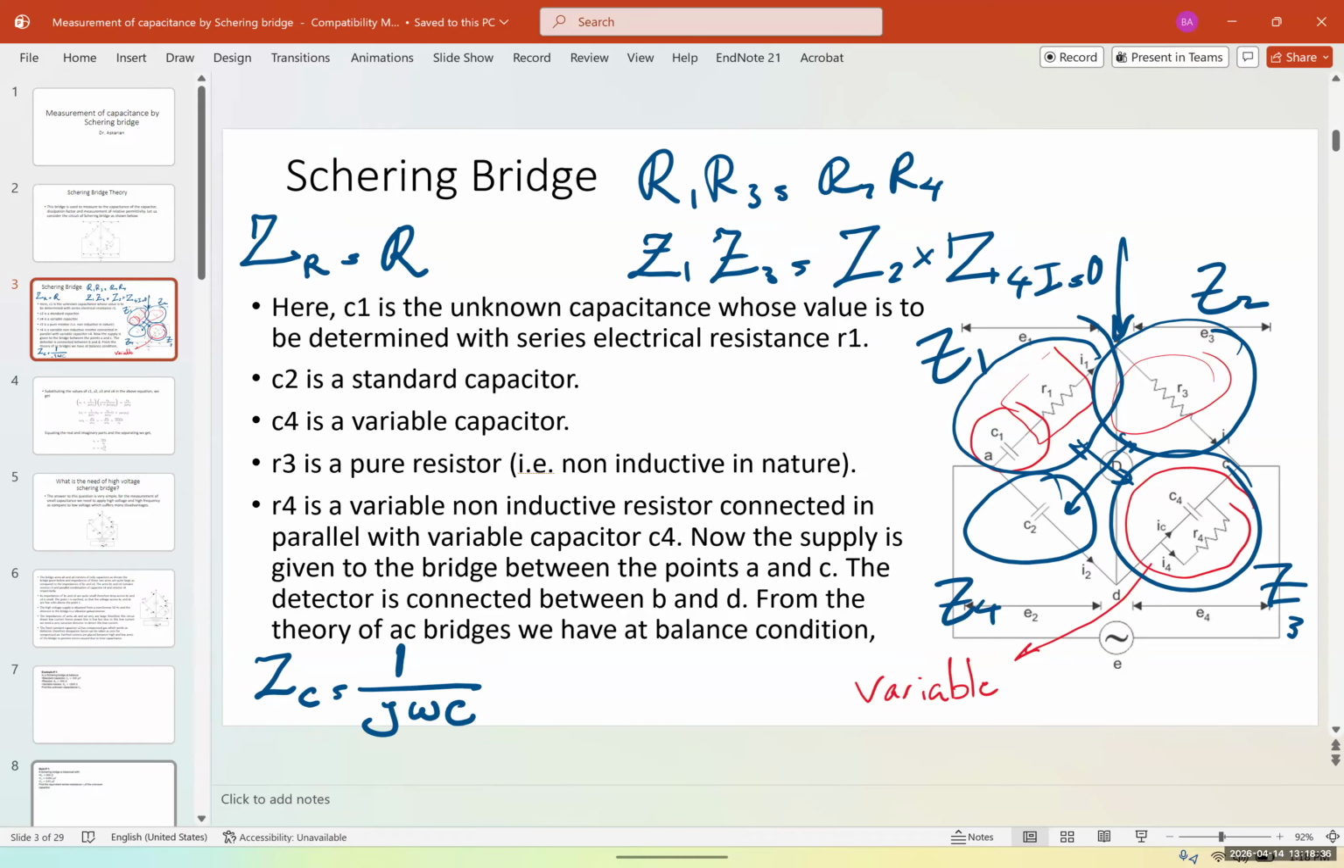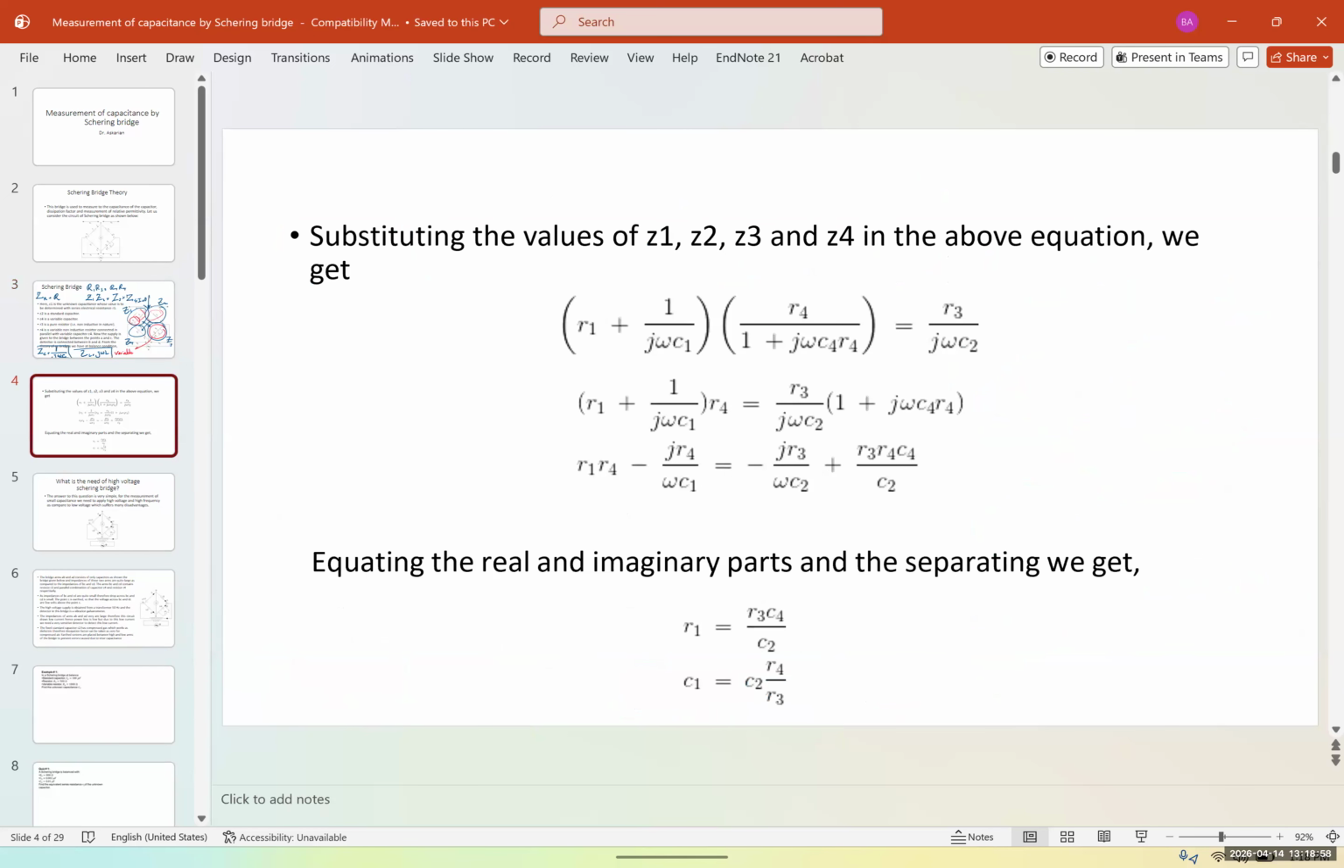Yes. Or 1 over j omega C, or negative j over omega C. What is the impedance of an inductor? Just a reminder: j omega L. And how do we measure resistance? It's in ohms, okay? And capacitance and impedances.